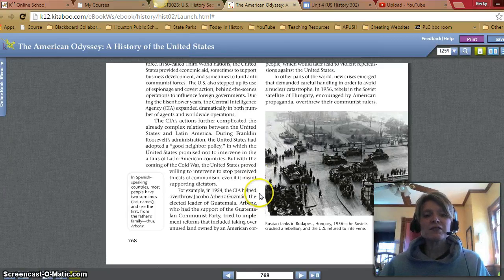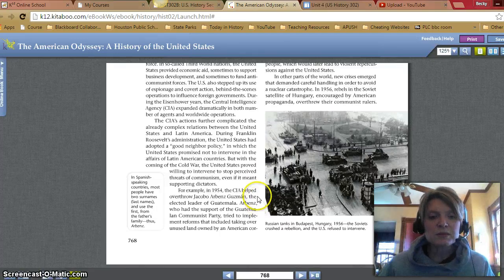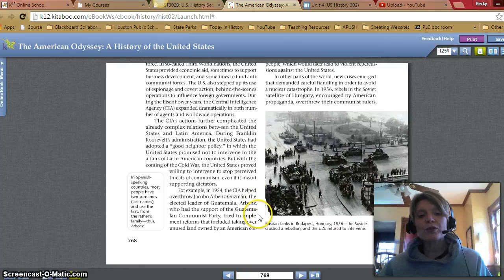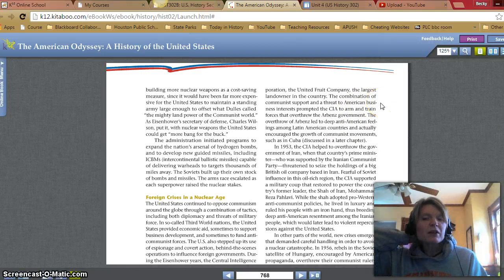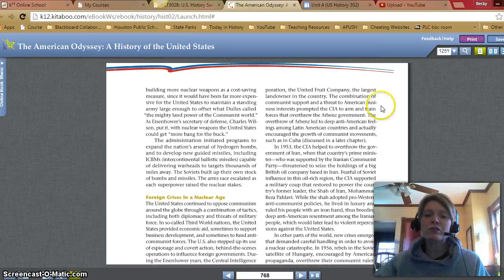For example, in 1954, the CIA helped overthrow Jacobo Arbenz Guzman, the elected leader of Guatemala. Arbenz, who had the support of the Guatemalan Communist Party, tried to implement reforms that included taking over unused land owned by an American corporation, the United Fruit Company, the largest landowner in the country. The combination of communist support and a threat to American business interests prompted the CIA to arm and train forces that overthrew the Arbenz government.